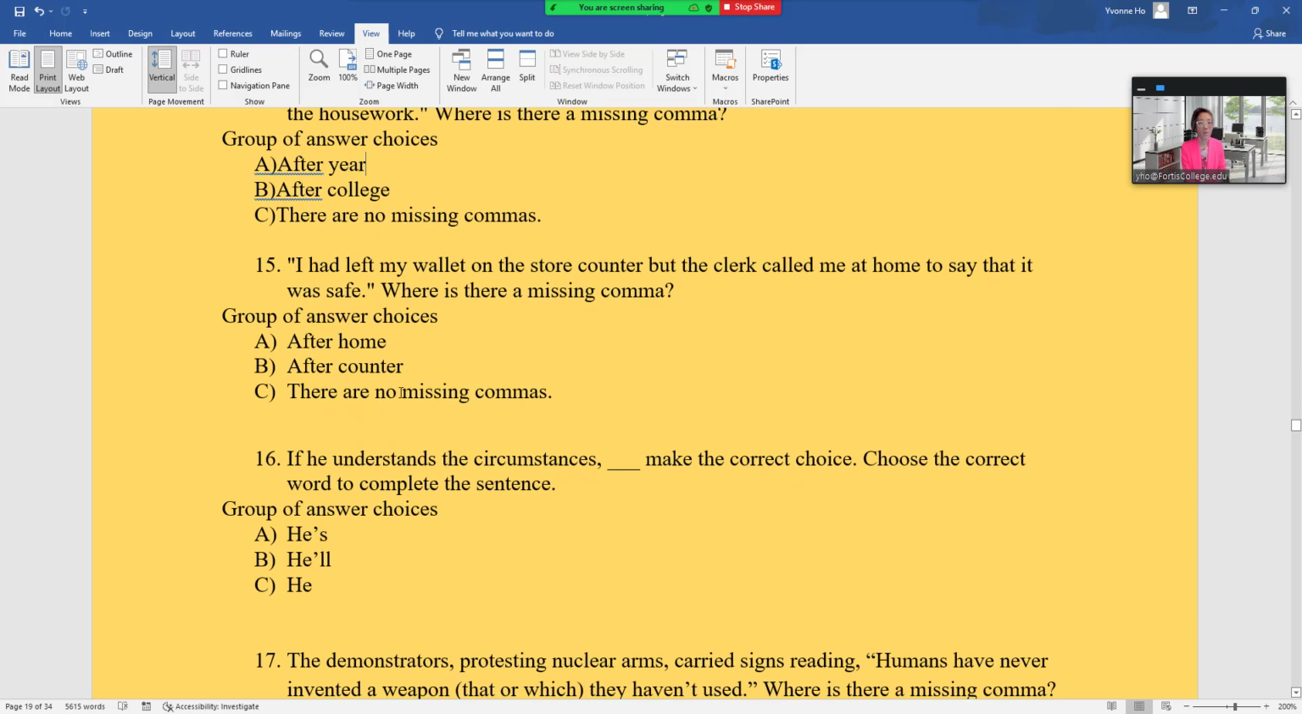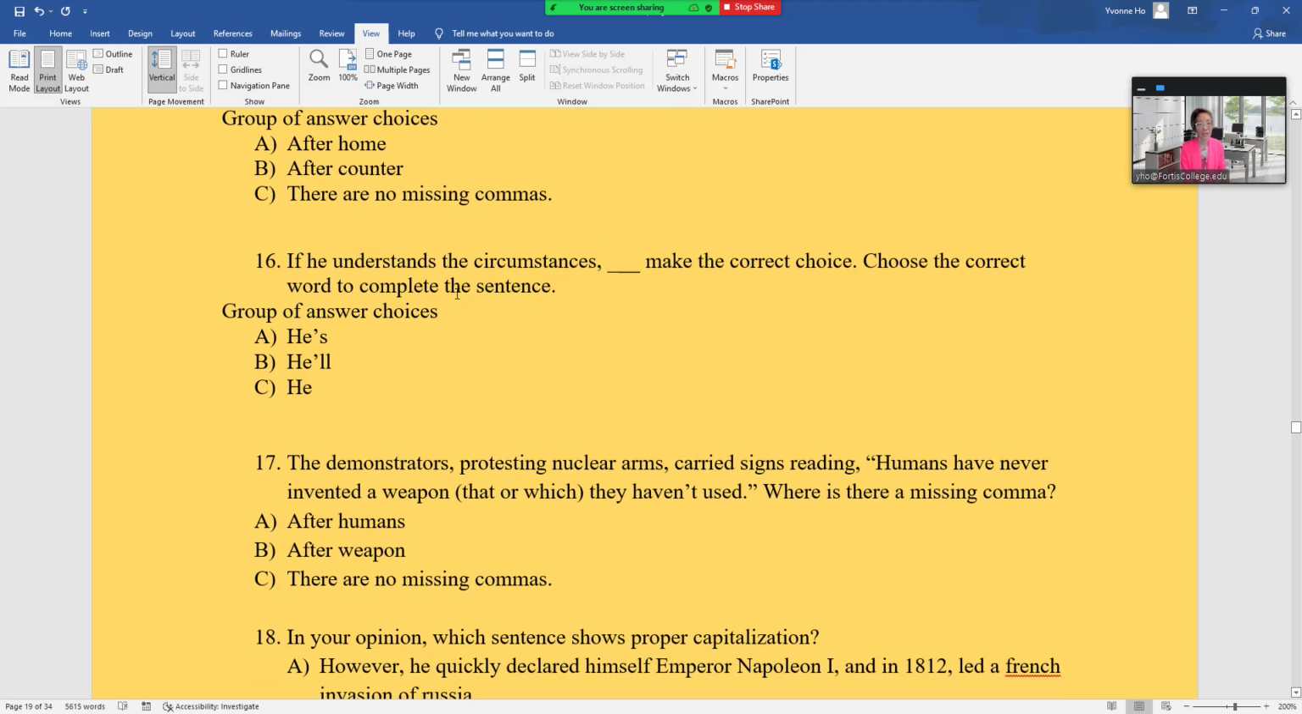I had left my wallet on the store counter, but the clerk called me at home to say that it was safe. Where is there a missing comma? So remember, when you have fanboys, you have to have a comma before the coordinating conjunction. So the correct answer is after counter. Okay, so B is the correct answer.